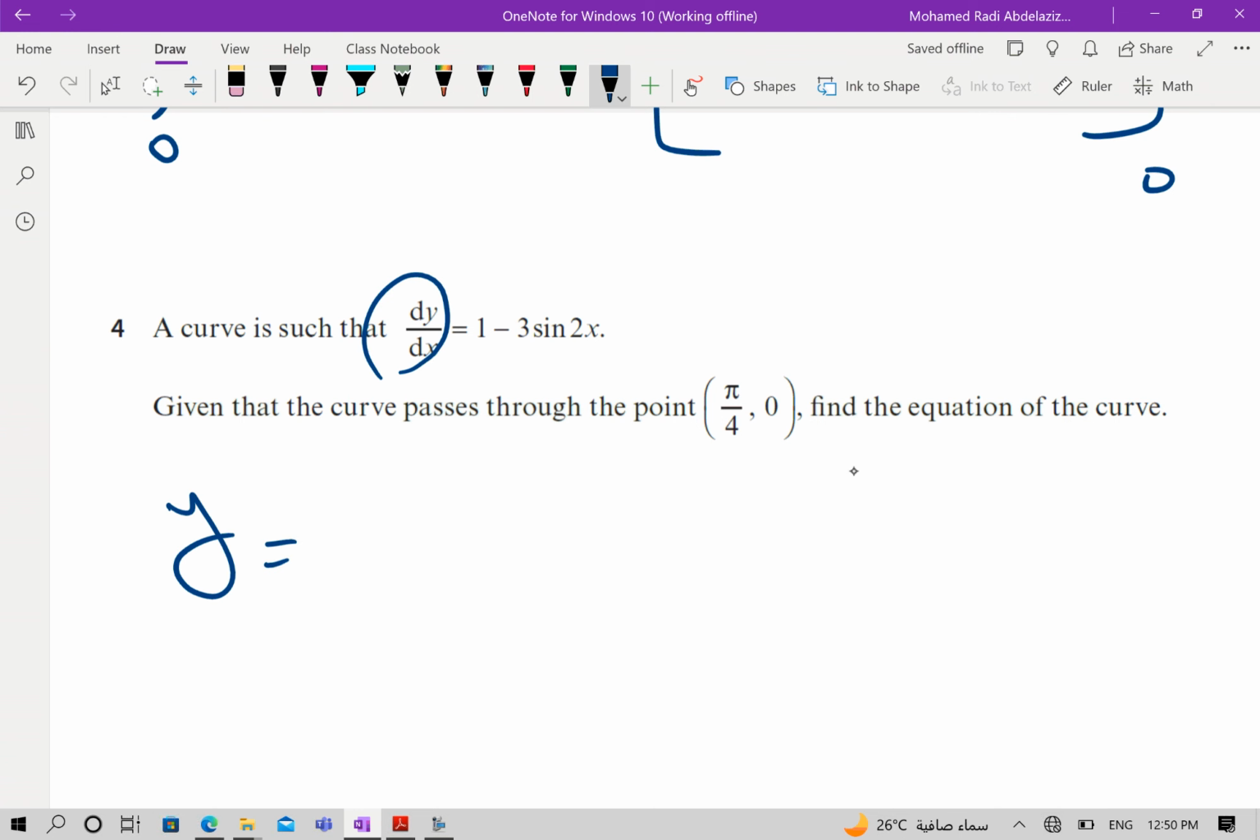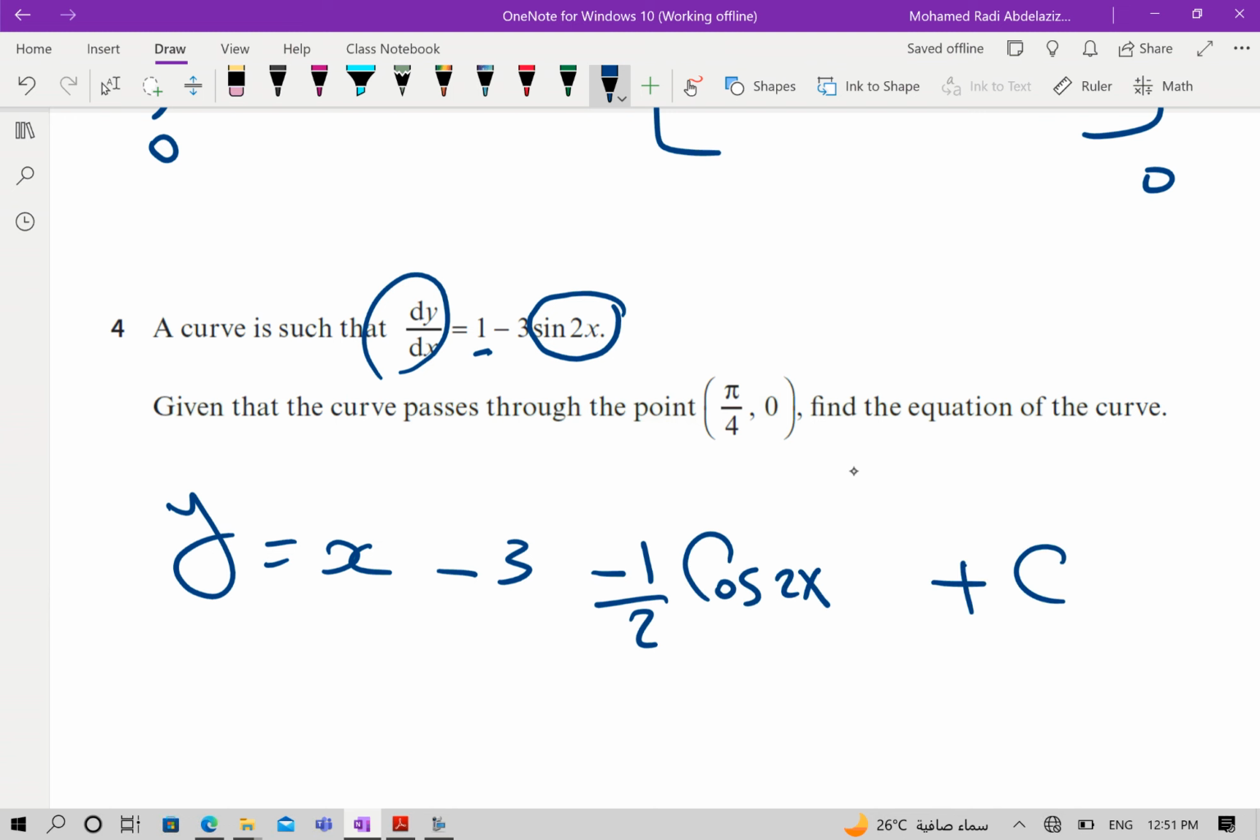How to integrate 1? It will be x. Integrate, not differentiate. Integrate 1 is x, minus 3. How to integrate sine 2x? Negative 1 over the coefficient of x, then cosine 2x, then plus c. If you simplify your answer, y equals x plus 3 over 2 cosine 2x plus c.